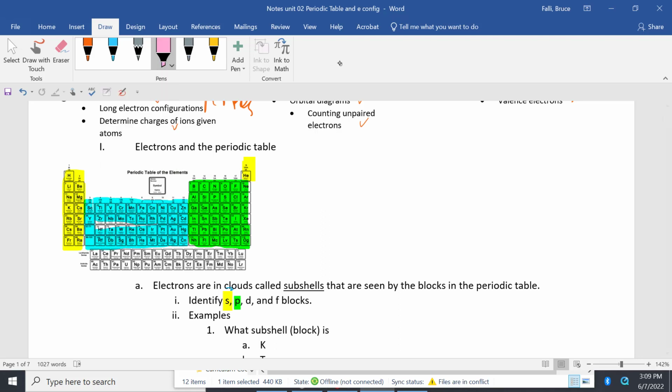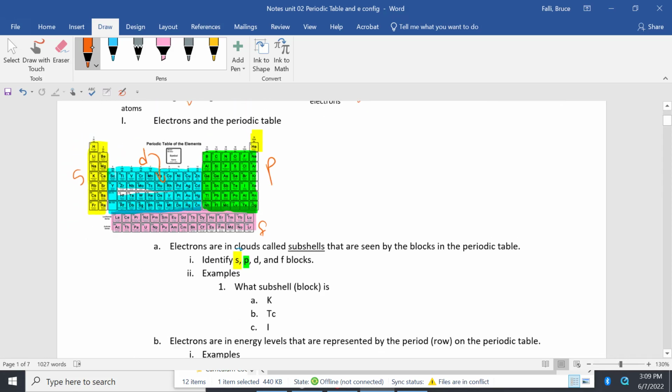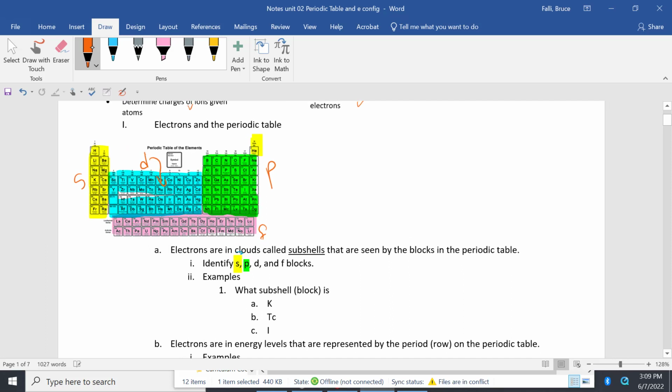And then we'll go pretty pink. F block is on the bottom. So you need to be able to identify the S, P, D, and F blocks, and the elements that go in them. So what subshell or block is K in? Well, K is right here, so that means it's in the S block. Technetium is right here, so it's in the D block. Iodine is right here in the green, which is the P block.